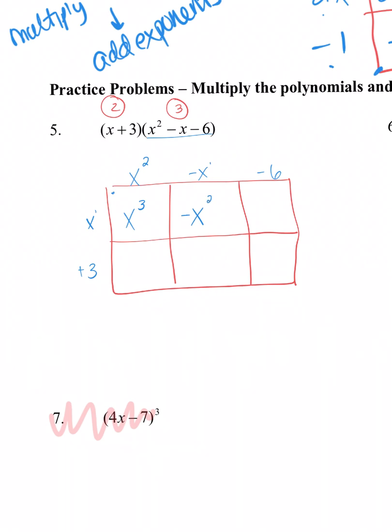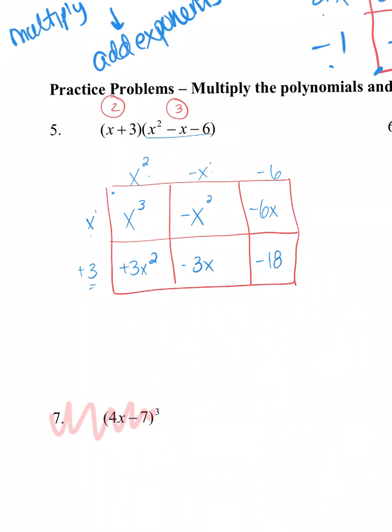Okay, then I have to multiply x times negative 6, which gives me a negative 6x. Then I drop down to the bottom, and I do 3 times x squared, which gives me a positive 3x squared. Then I do 3 times negative x, which gives me a negative 3x. And then the last one is 3 times negative 6, which gives me a negative 18.